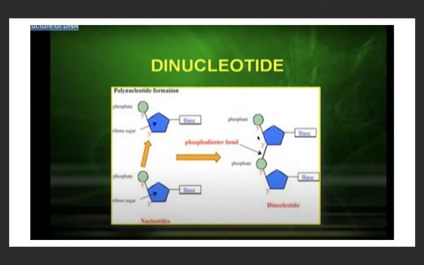Or we can say that anti-parallel fashion means that if this side has a 5' end, this side has a 3' end, and if here is the 3' end, then here you can say is the 5' end. This is the phosphodiester bond in between the phosphate and sugar molecule, and here are the bases, which are present towards the inside structure of that nucleotide.